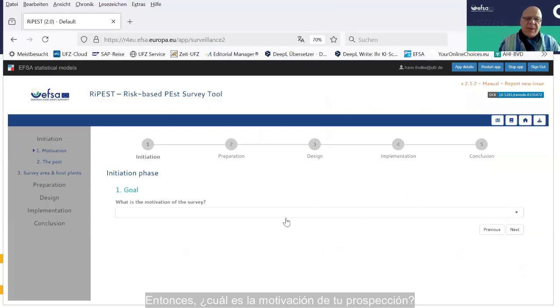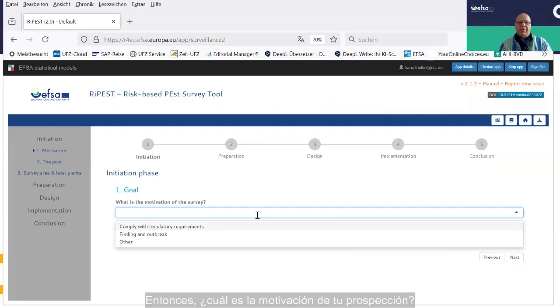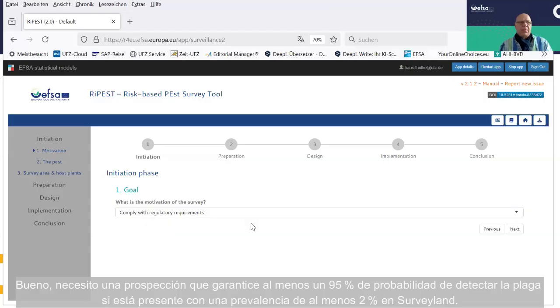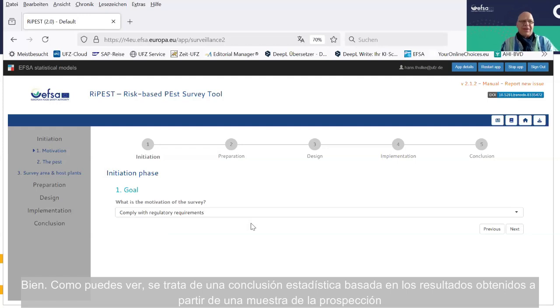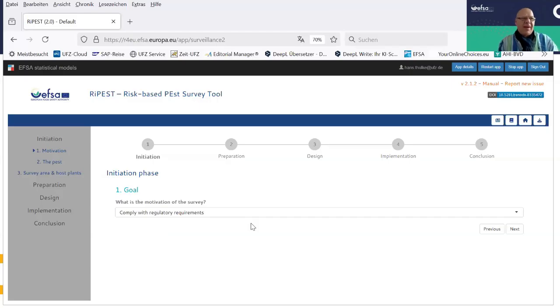So, what is the motivation of your survey? Well, to comply with regulatory requirements. What does this mean? Well, I need a survey that satisfies detection of the pest with at least 95% chance if it is present with at least 2% prevalence in Surveyland. Okay, that, you see, is a statistical conclusion based on a survey sample outcome.